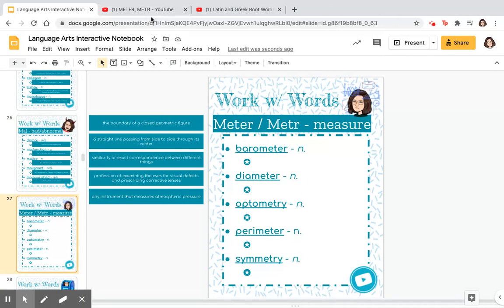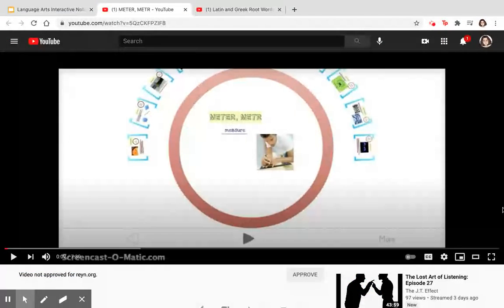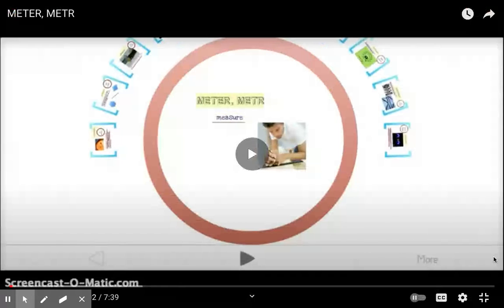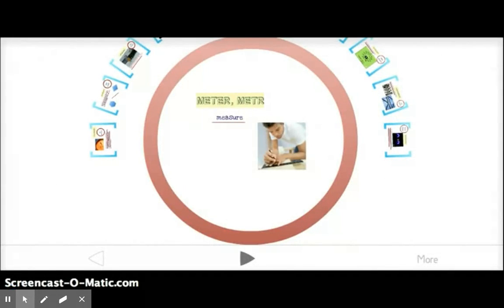We now have meter, which means measure. Open to the roots on page 86 of your book tonight. So if you will, grab your highlighter and your pen or pencil, turn to page 86.